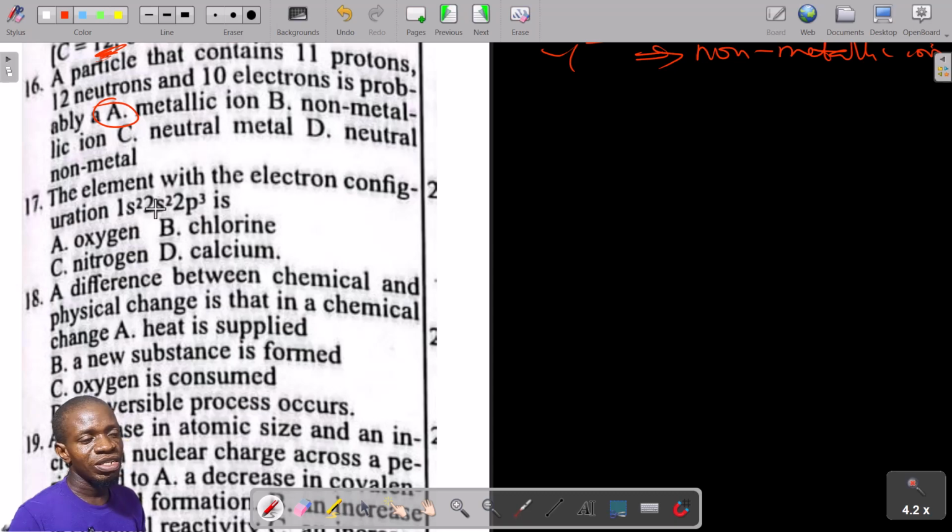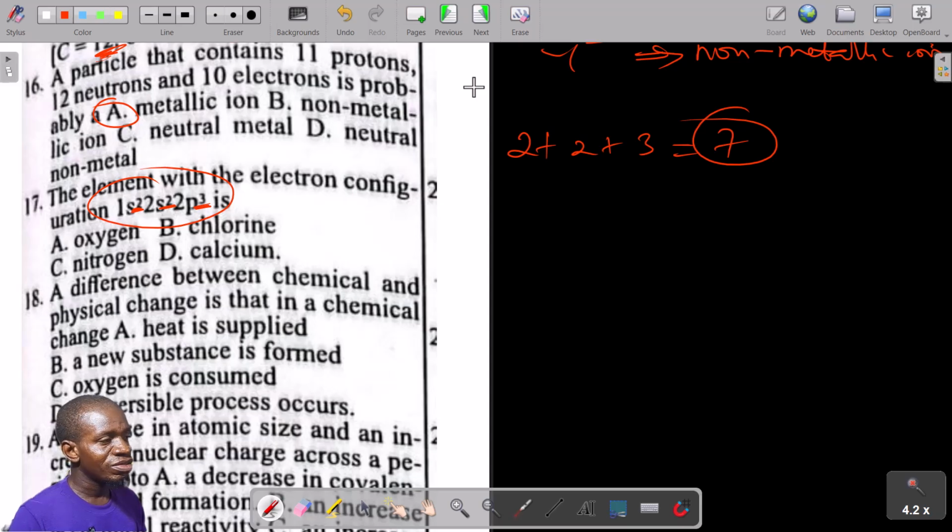Well, if you want to know the element, just quickly count out the electrons on top of each of them. We have the first one 2, the next one 2, the third one 3. I will say 2 plus 2 plus 3, and that will automatically give me 7. If you count from your periodic table, hydrogen, helium, lithium, beryllium, and keep counting, the element with atomic number 7 is nitrogen. So the correct option is nitrogen. So that is it. Now let's look at the next question, a quick one.